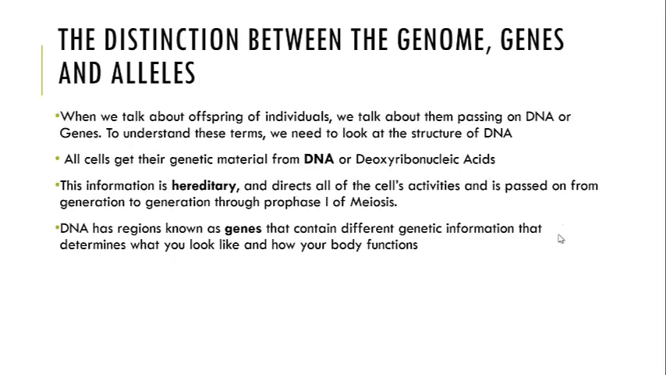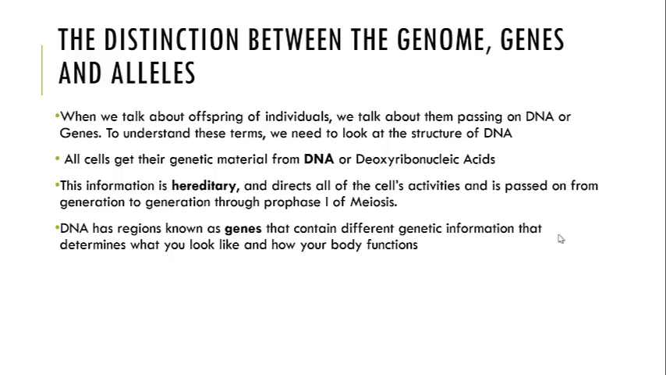So the first one we want to look at is DNA. When we're talking about DNA, we need to understand the structure to start off with. This is going to then be an introduction into our genome and what our genome looks like. So when we talk about offspring of individuals, and we talk about meiosis and mitosis, we're talking about the replication and the passing on of DNA when they go into their daughter cells. This DNA codes for genes. To understand these terms, we need to look at the structure of DNA.